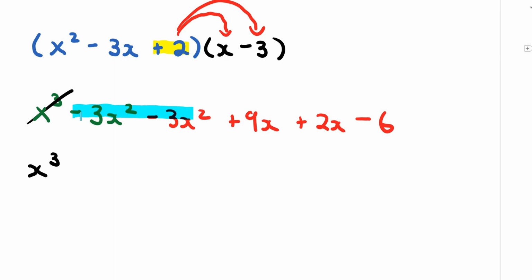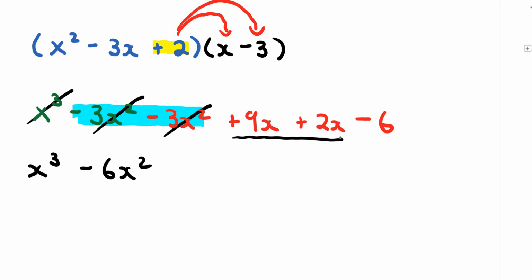I can definitely combine these two terms. So negative 3 minus 3 will be negative 6x squared. So those are now done. And then I have 9x plus 2x, which will be 11x, and then the minus the 6.